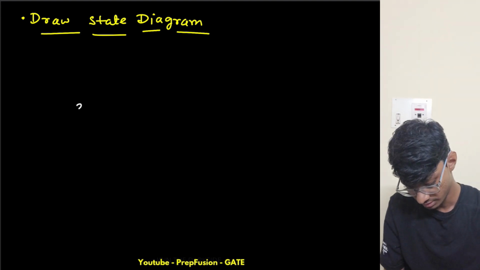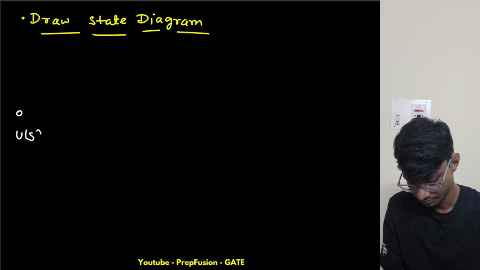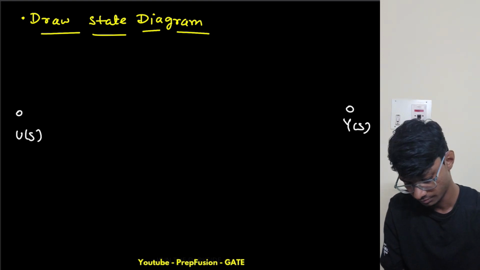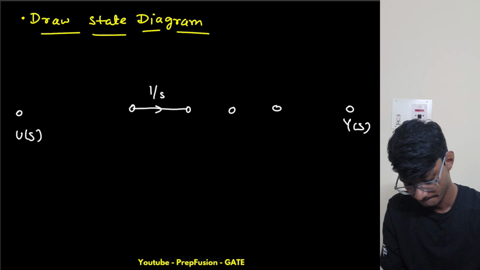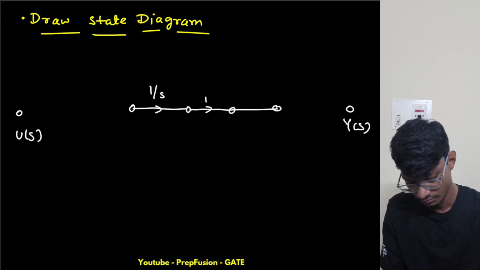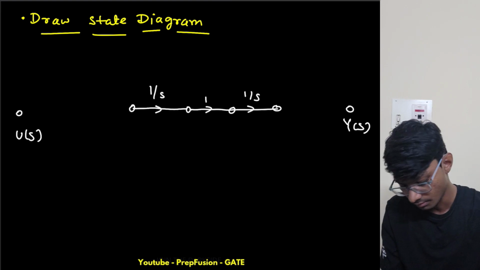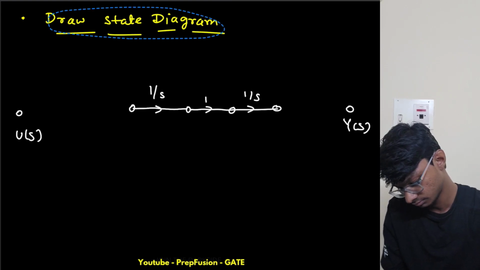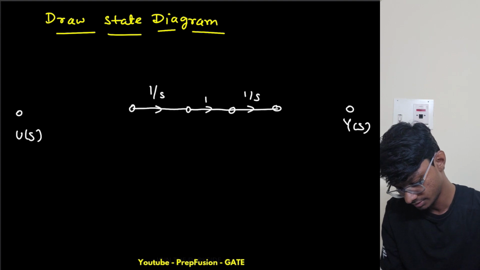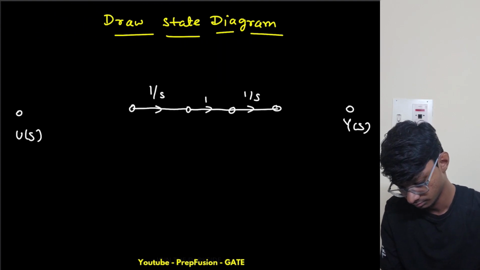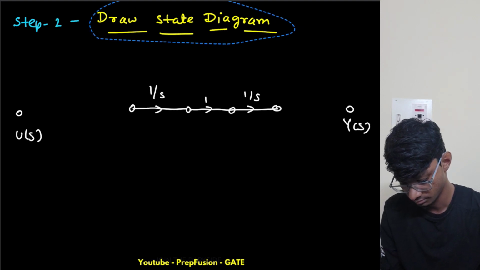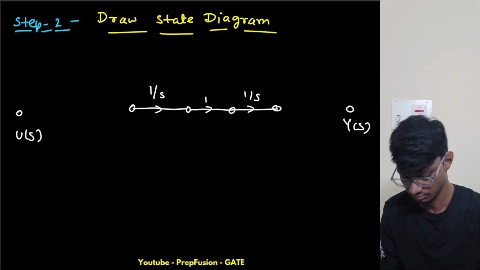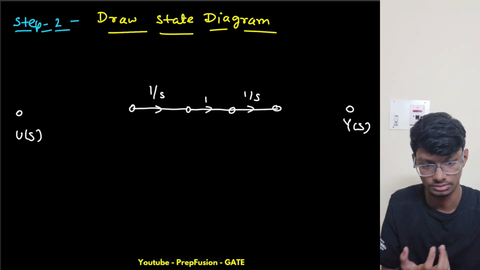But we will have 2 integrators, so obviously we will have u of s over here and y of s over here. We'll have 2 integrators and a gain between them. This is step 2. So this is basically what my state diagram is.